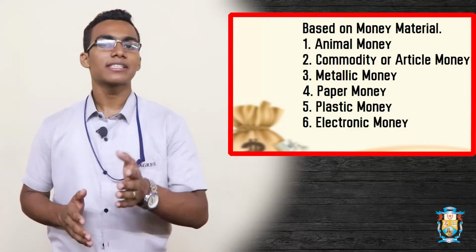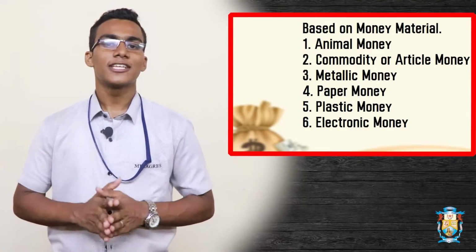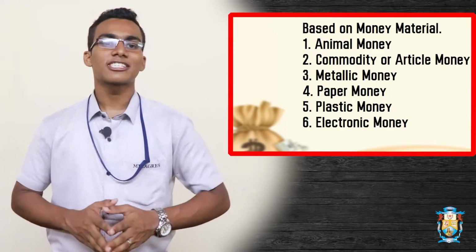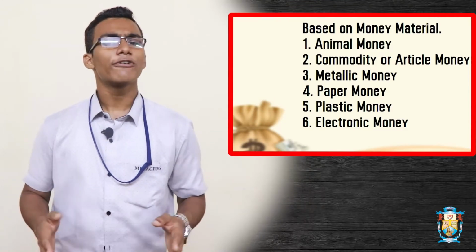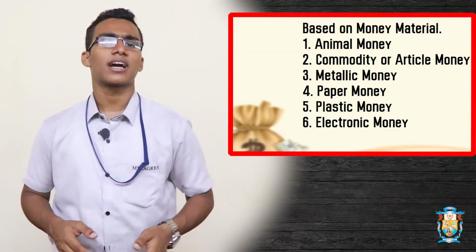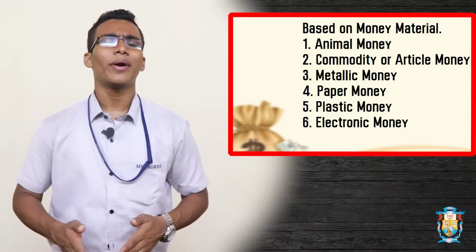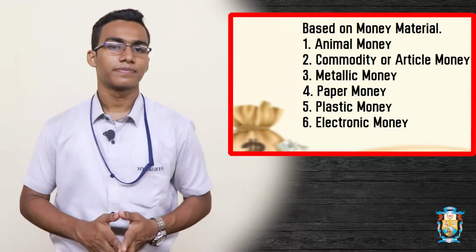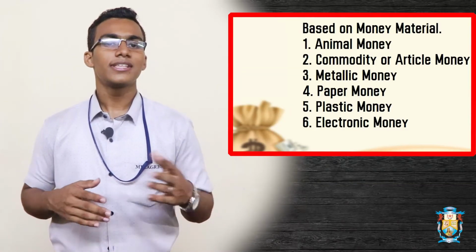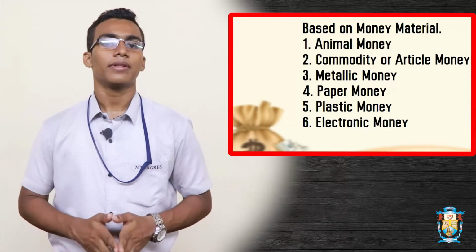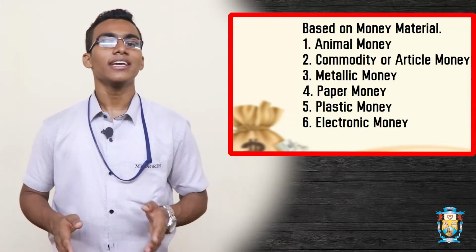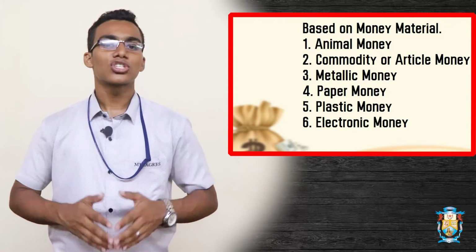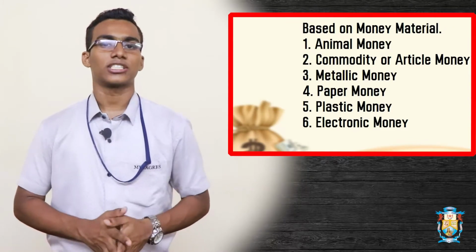Fifth one, the plastic money. 21st century gave rise to the various types of plastic money, say for example credit cards, debit cards, through which we can withdraw money 24/7. Sixth one, electronic money. It refers to the virtual banking or e-banking. It is also called as e-cash.